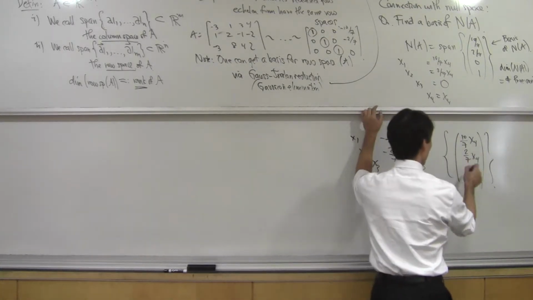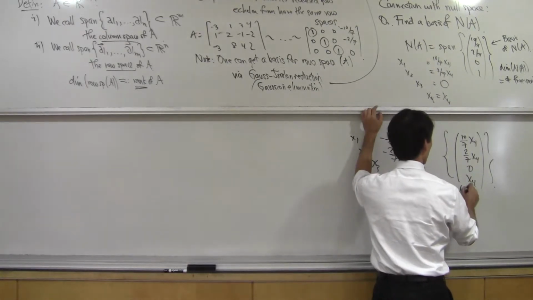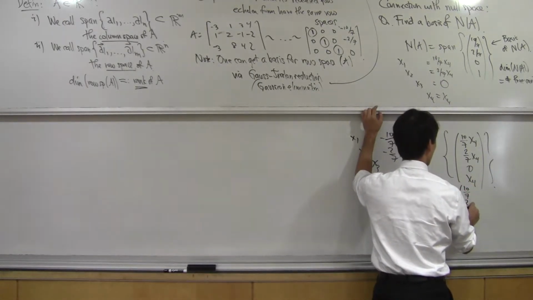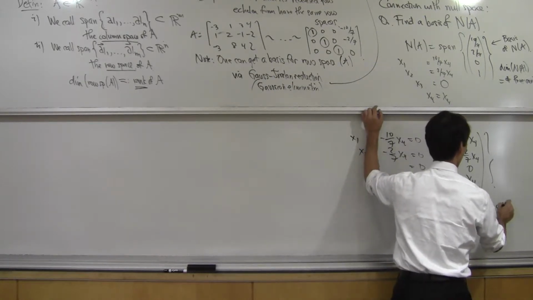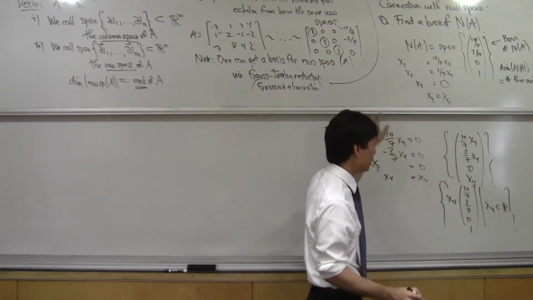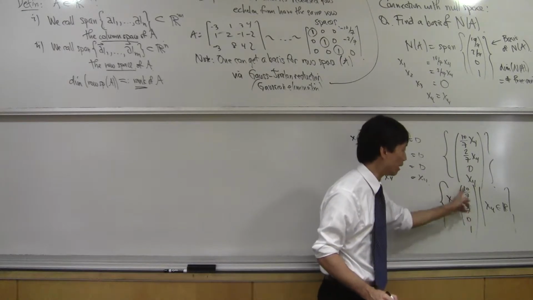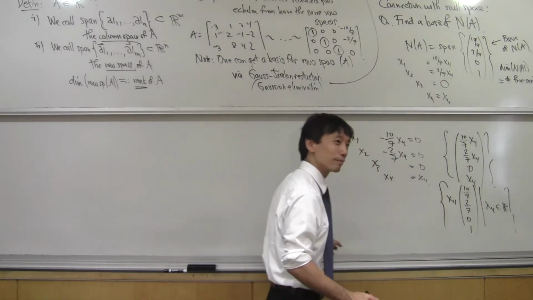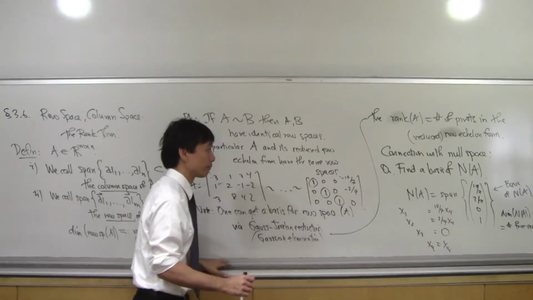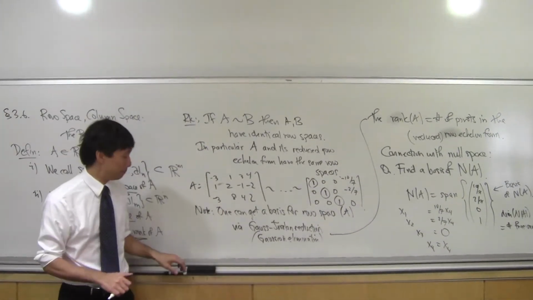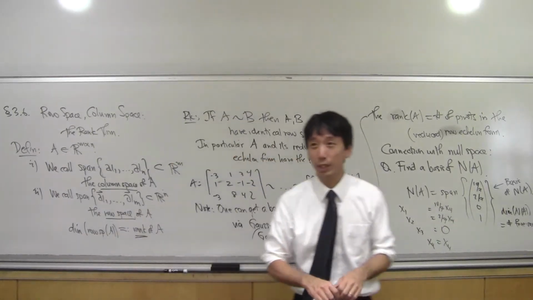And so you can factor out the x4, and you get 10 sevenths, 2 sevenths, 0, 1, where x4 is anything. And so the null space is just the span of this one vector. Okay. Everybody okay?